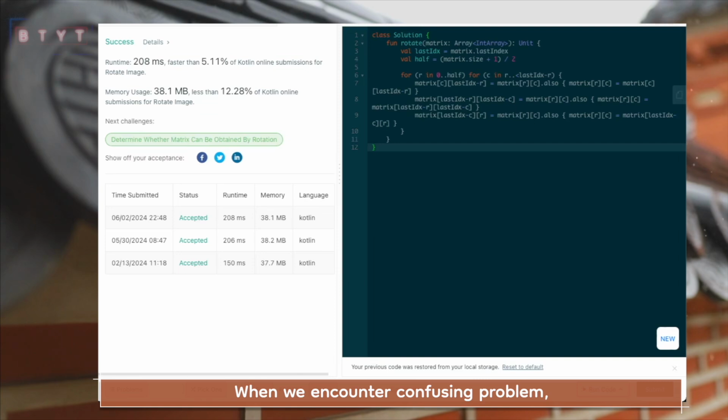When we encounter a confusing problem, trying to build a strategy first by finding the pattern step by step and then expressing the strategy through the code is quite helpful. Like we did before, from the vertex to the side and from the side to the square.